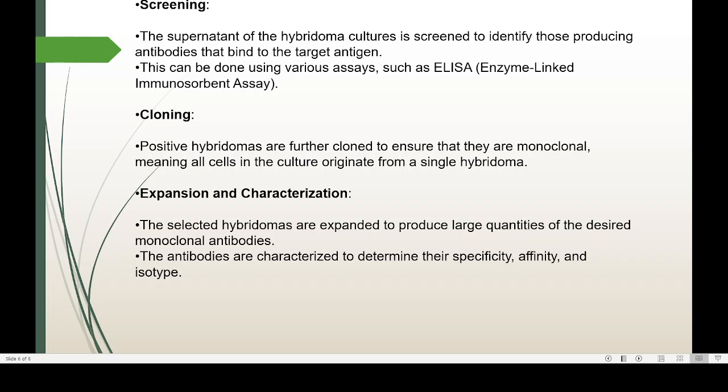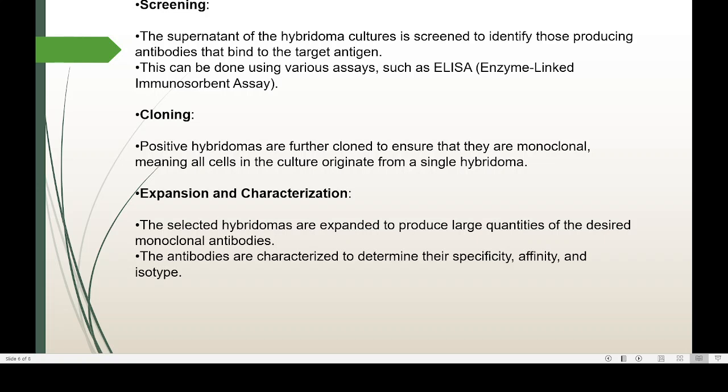So in this screening, we are making sure that this particular hybridoma cell is effective against a particular organism or a particular microorganism, in that it will be producing a large number of similar antibodies. This can be done using various assays such as ELISA, etc. Then cloning. In this cloning, the positive hybridomas are further cloned to ensure that they are monoclonal, meaning all cells originate from a single hybridoma.